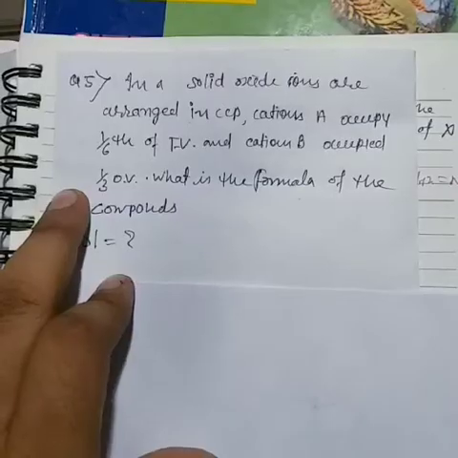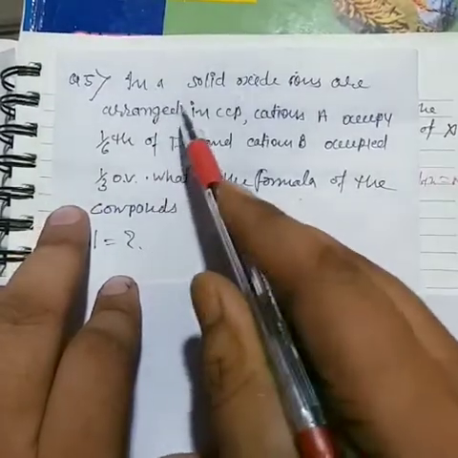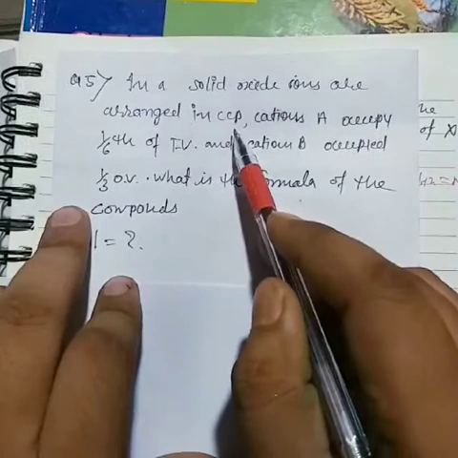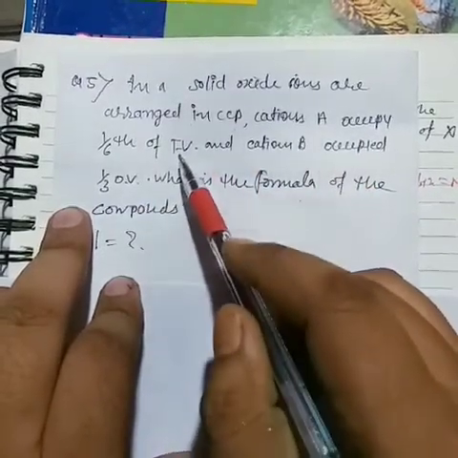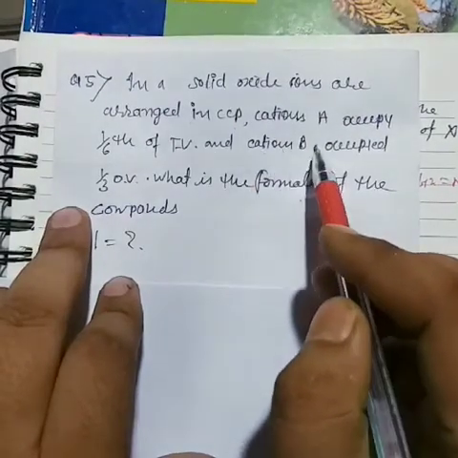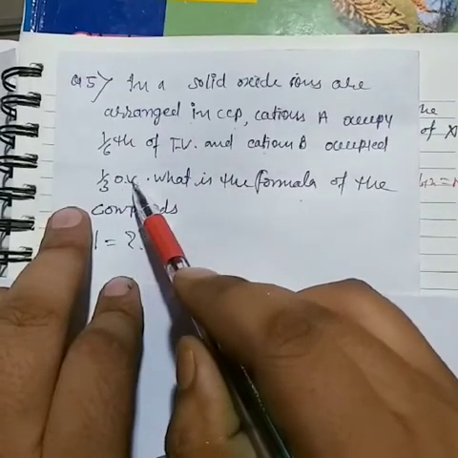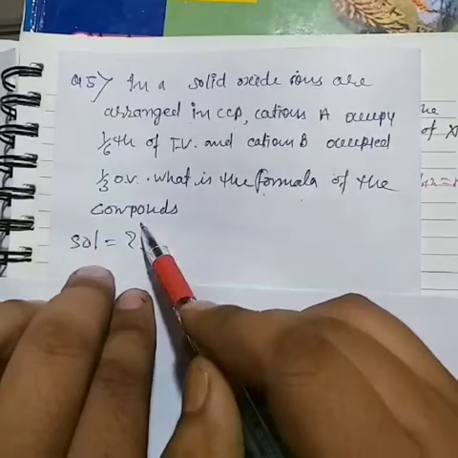Next question. Question number 5 is also a test yourself question. Now see, in a solid oxide, ions are arranged in CCP. Cation A occupied 1 by 6 of tetrahedral voids, and cation B occupied 1 by 3 of octahedral voids. So what is the formula of the compound?